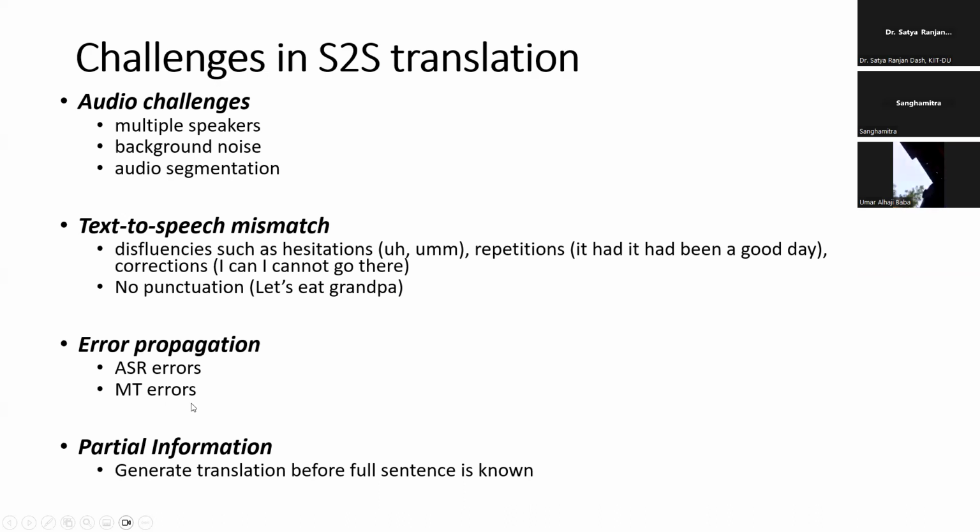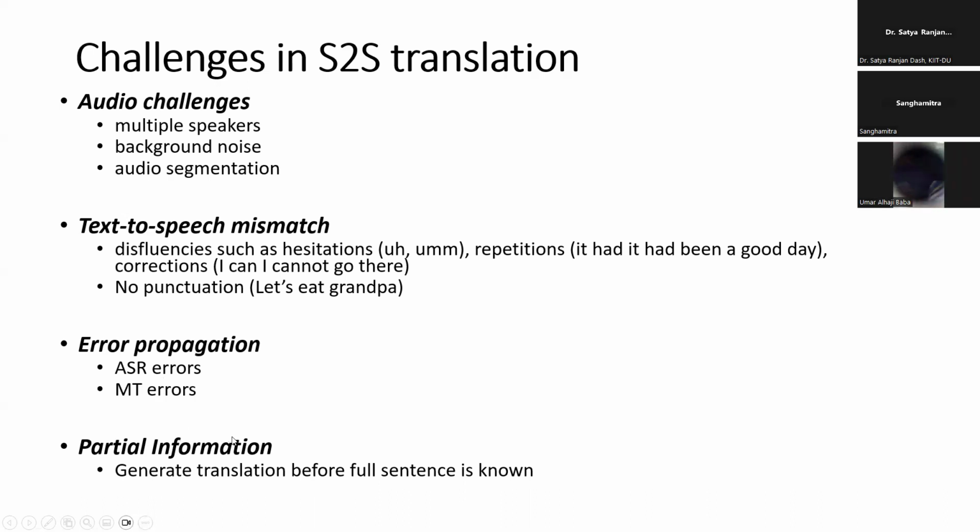Then another challenge is error propagation. Mainly in traditional cascade S2ST systems, there will be propagation of errors because the traditional cascade S2ST systems contain three main blocks, that is the ASR, the machine translation, and the text-to-speech module, which are cascaded.